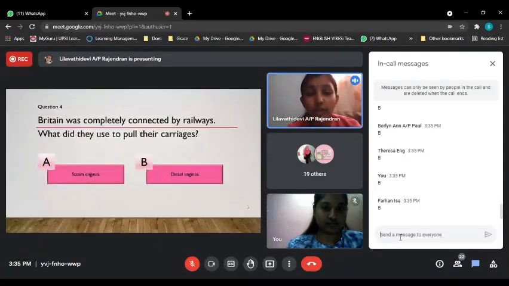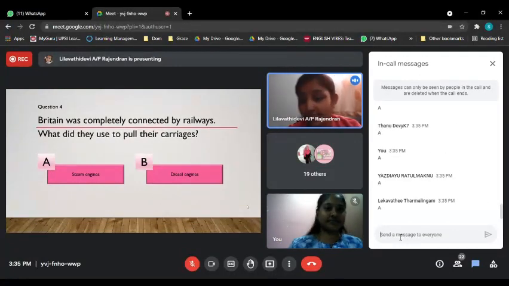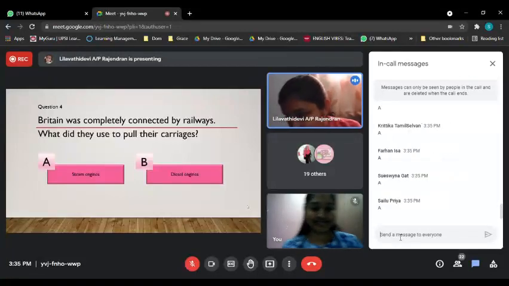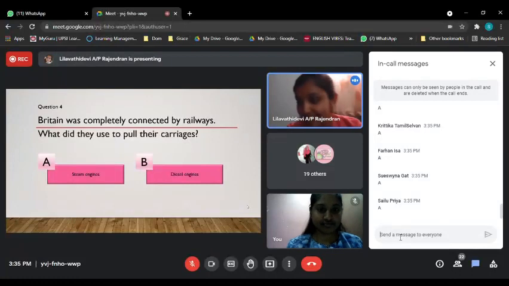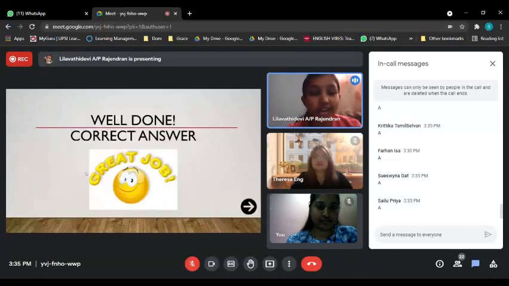Britain was completely connected by railways. What did they use to pull their carriages? Did they use steam engines or diesel engines? Wow, that's fast. I can see lots of A. I'm going to click on A, steam engines. And you are right again. Well done, everyone. So let's go to the final question.